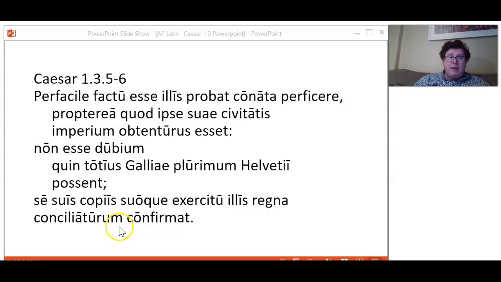We might have understood an esse here with conciliaturum esse, but as we're going to see quite often, the esse as part of a future active infinitive is often omitted in Caesar.